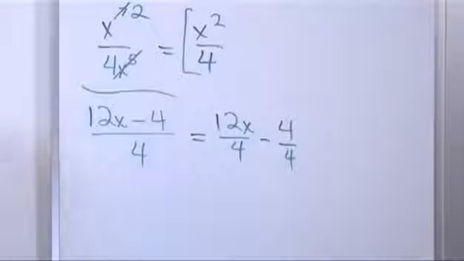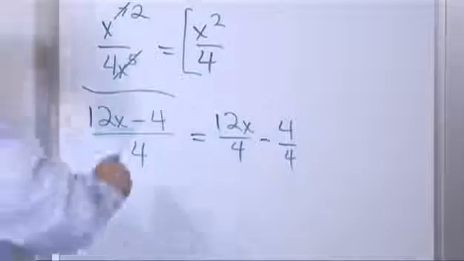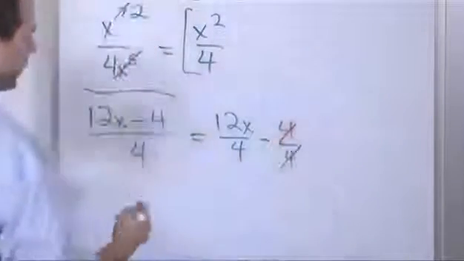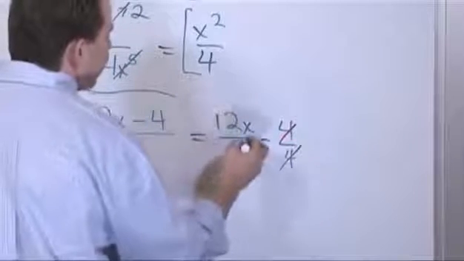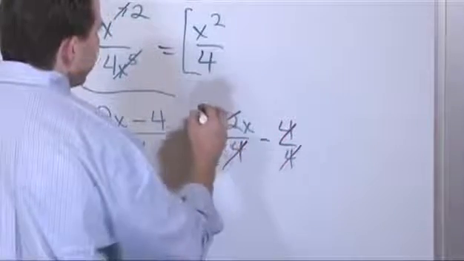That makes total sense. Now that you have it split up, 4 is going to cancel with 4. That's going to give you 1 there. And here, you can divide this by 4. You can divide this by 4. That's going to give you 3.